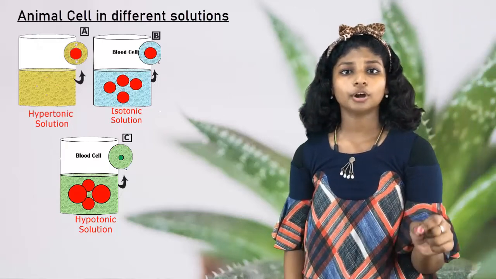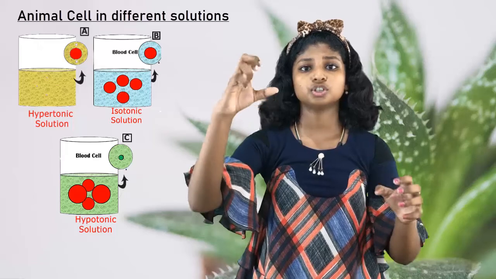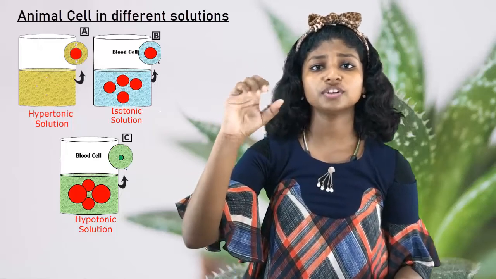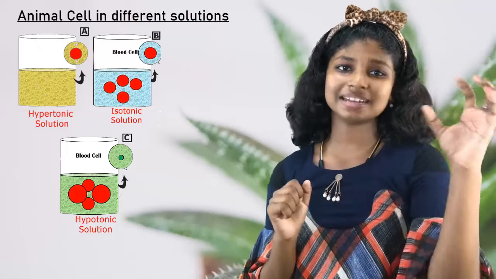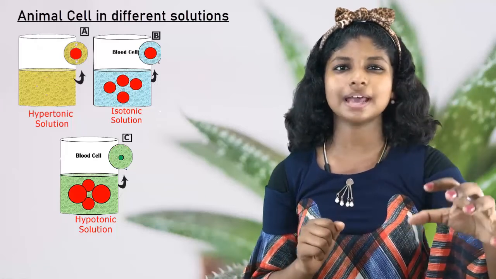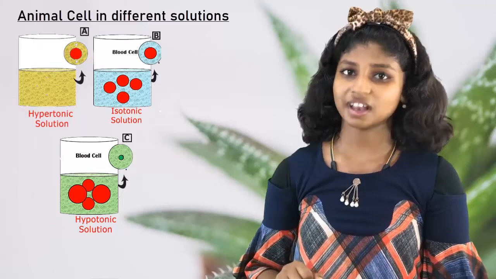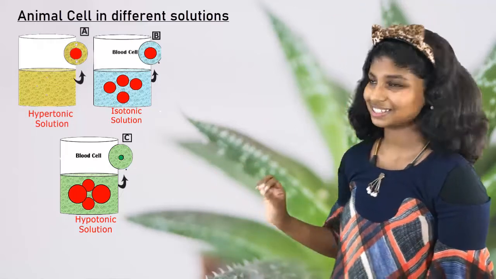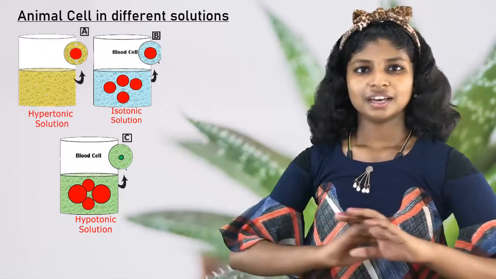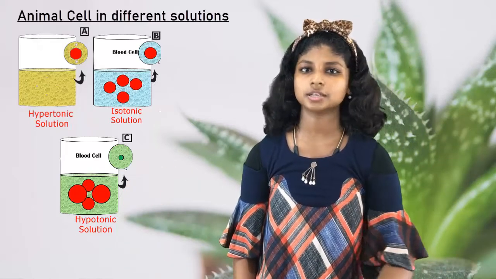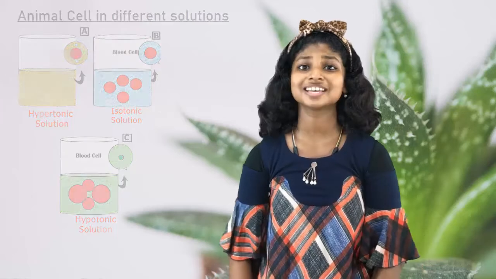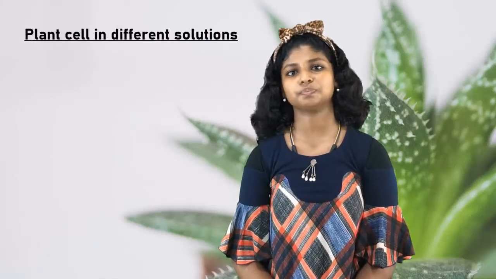Then in the hypertonic solution, the cell that shrinks is known as a flaccid cell. Flaccid cells. Can you see? Okay. This is all I have to say about hyper, iso and hypotonic solutions, and this is about the animal cells. Now let's look at plant cells in 3 different solutions.